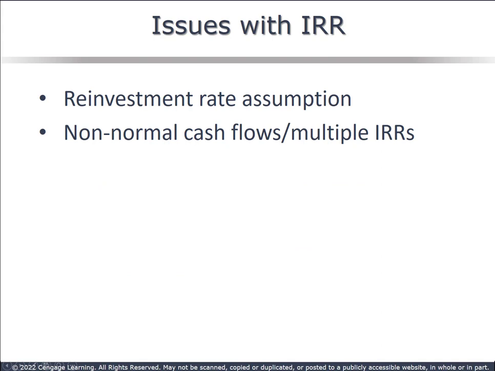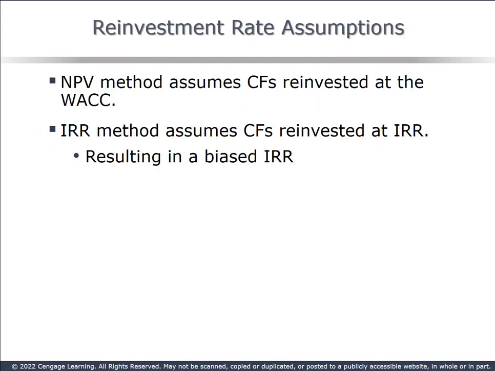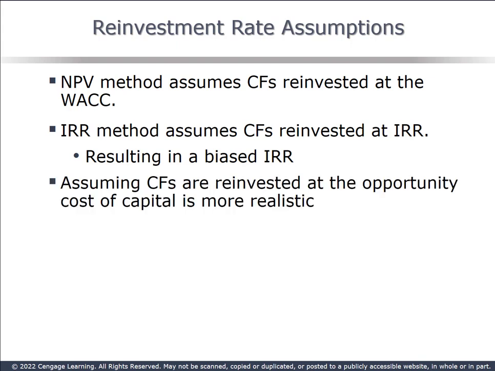Let's look at the problems with IRR mentioned in Part A. The IRR methodology has 2 serious issues: the reinvestment rate assumption and multiple IRRs when you have non-normal cash flows. NPV assumes reinvestment of inflows at the cost of capital, while IRR assumes reinvestment at the internal rate of return. This means if the IRR is 25%, inflows are reinvested at 25%, which probably overstates the internal rate of return. Reinvestment at the cost of capital, a market rate, is more realistic.